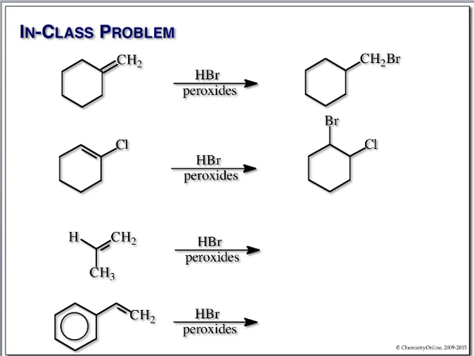Here we have propene. Simply adding HBr with peroxide, we have a choice of a primary radical or a secondary radical. The secondary radical will be more stable. Therefore, bromine adds out here to the primary carbon. This picks up a hydrogen, and we have 1-bromopropane.